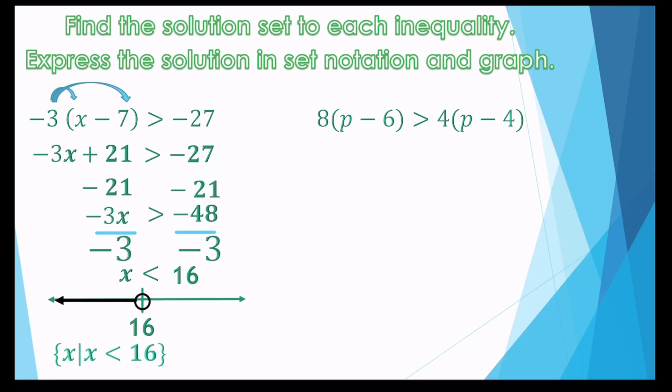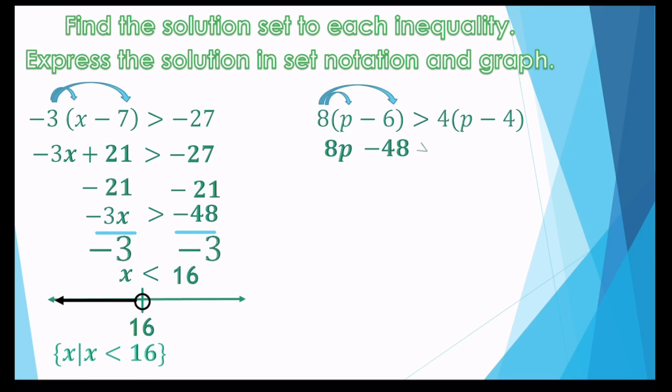Okay, so let's go look at my next one. Step 1, anytime I solve an equation is to distribute. This time I've got to distribute twice. So I have to do 8 times p to get 8p. And 8 times -6 to get -48. Just leave it at -48.